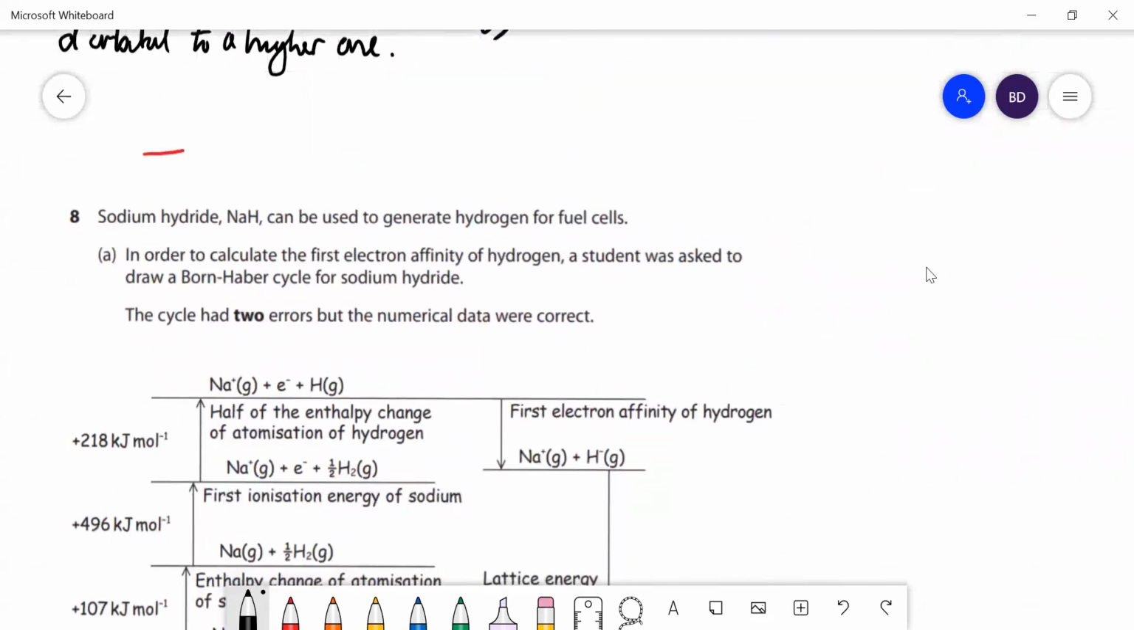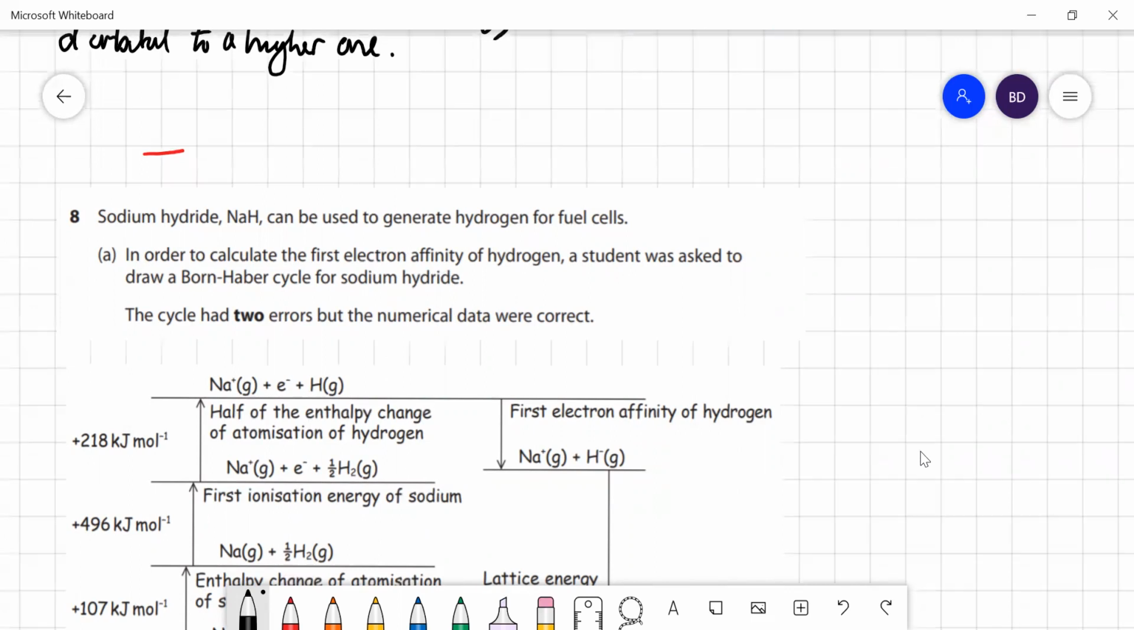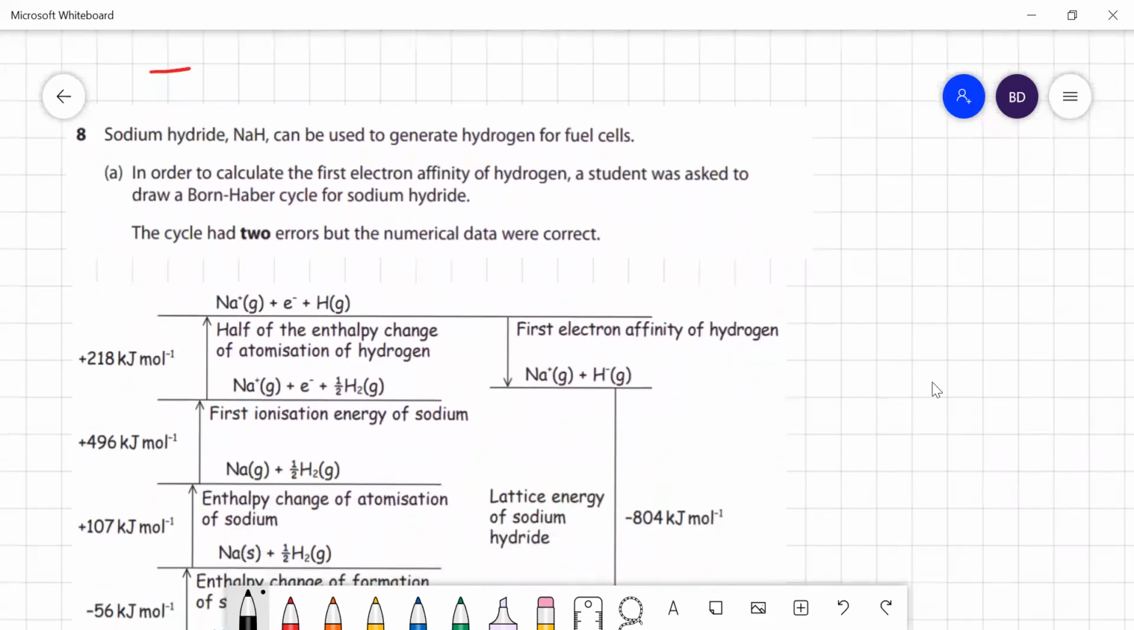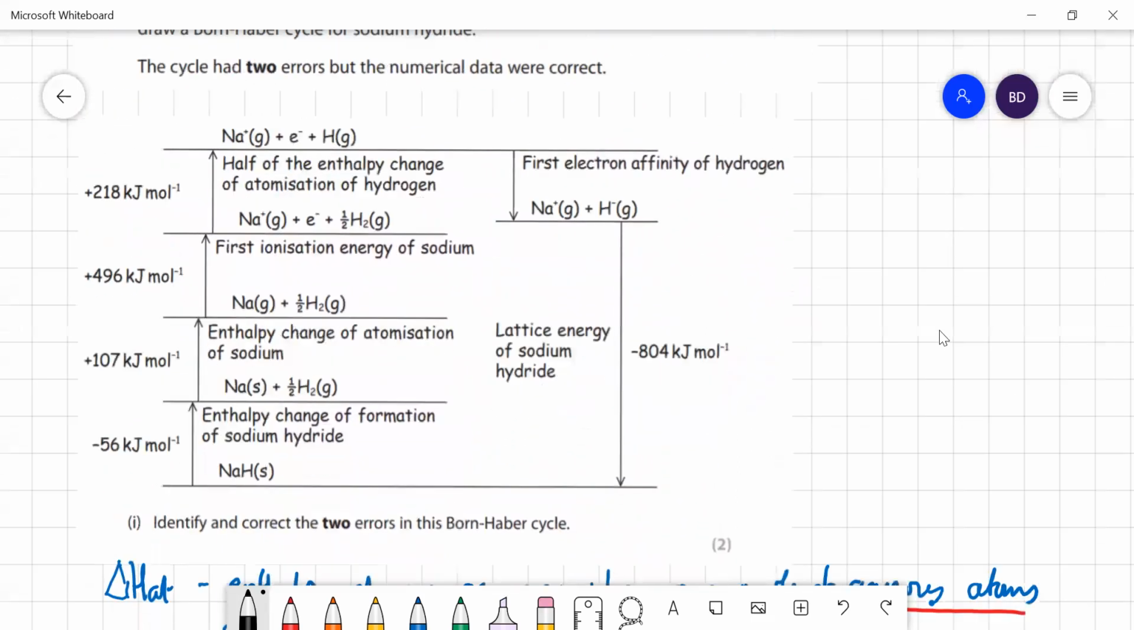Sodium hydride can be used to generate hydrogen for fuel cells. In order to calculate the first electron affinity of hydrogen, a student was asked to draw a Born-Haber cycle. The cycle had 2 errors, but the numerical data were correct. So let's have a look at this cycle and where the 2 errors are.